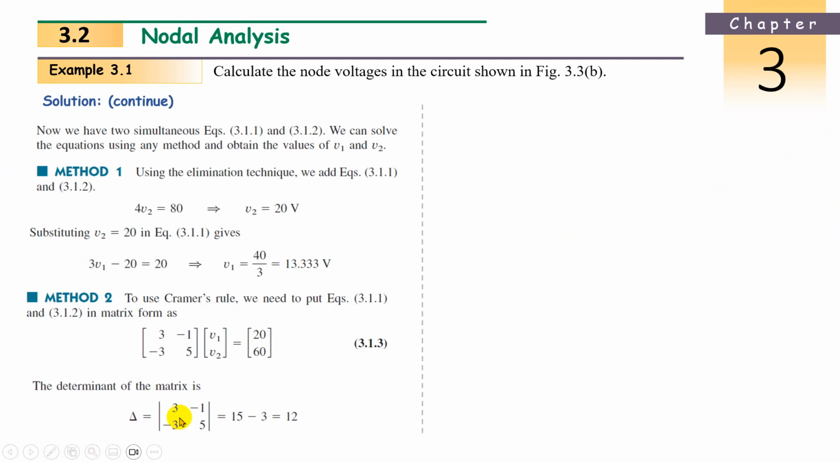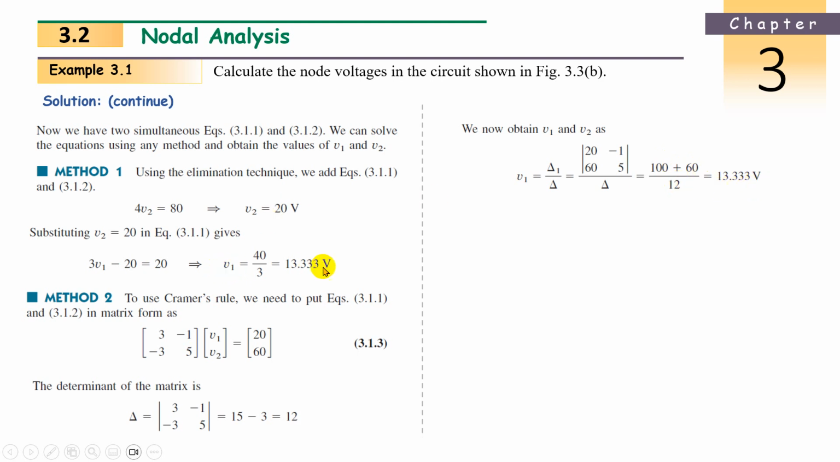So, determinant is 12. Now, next step, to find V1, we eliminate the first column, keep this column here and find the determinant. V1 is determinant 1 divided by the actual, main determinant. Determinant 1: remove the 3 and minus 3 and put 20 and 60, keep the column minus 1, 5 as it is. Diagonal: 20 into 5 is 100, minus 60 into minus 1, minus of minus is plus. So 100 plus 60 divided by the actual determinant 12. 160 divided by 12 is 13.33 volts.